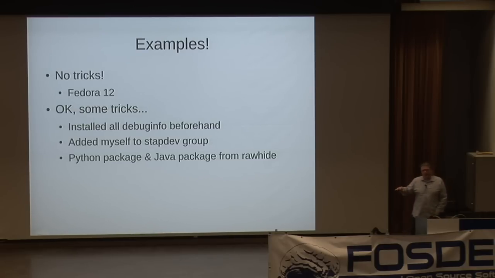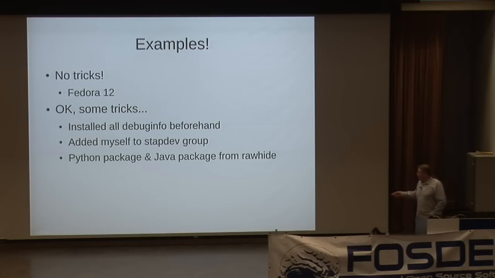So I'll show some examples. I wanted to do it without any tricks and just have Fedora 12 installed. And Fedora 12 is really nice because for a couple of contexts, it really helps to have debug info available, and the latest Fedora has a backport of the variable tracking assignments patches for the next GCC, so the debug info is really nice. It has SystemTap nicely integrated, it has the latest kernel. I had to do some tricks. So I did install all debug info beforehand, because otherwise it would be a bit long. SystemTap will tell you if it needs specific debug info files.